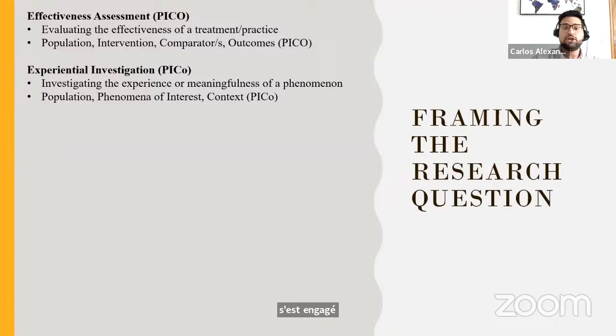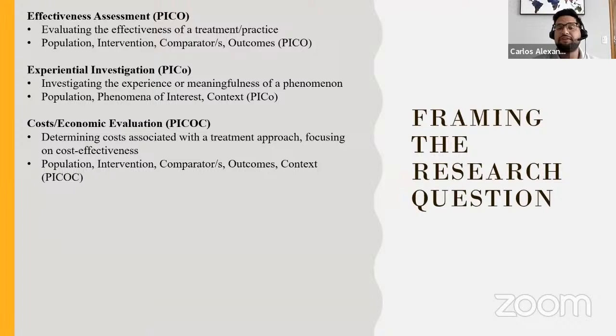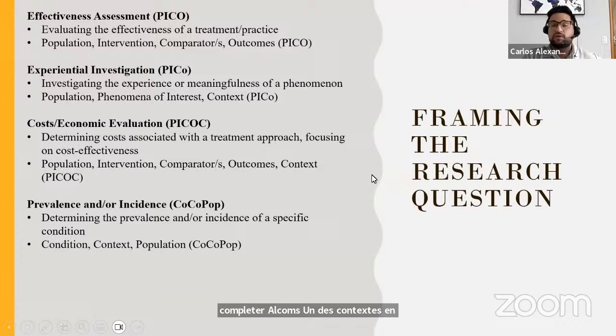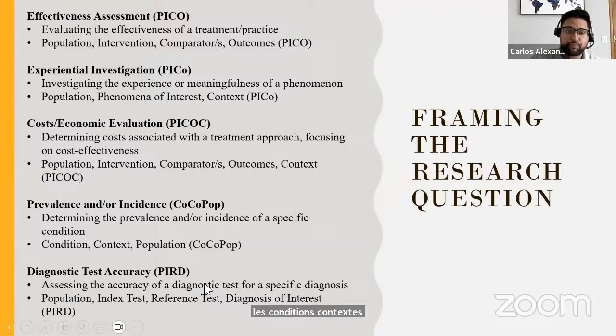I'm just going to show you guys a few more, but I can later send some studies that present different frameworks we can use in our research. For economic evaluation, we have PICOC, which includes population, intervention, comparator, outcomes, and the context. Also for prevalence and incidence, we have CoCoPop, which includes only condition, context, and population. For diagnostic test accuracy, you have PIRD, which is population, index test, reference test, and diagnosis of interest. Of course, as I said before, we have many more frameworks, and I can send you guys some studies that present more frameworks.